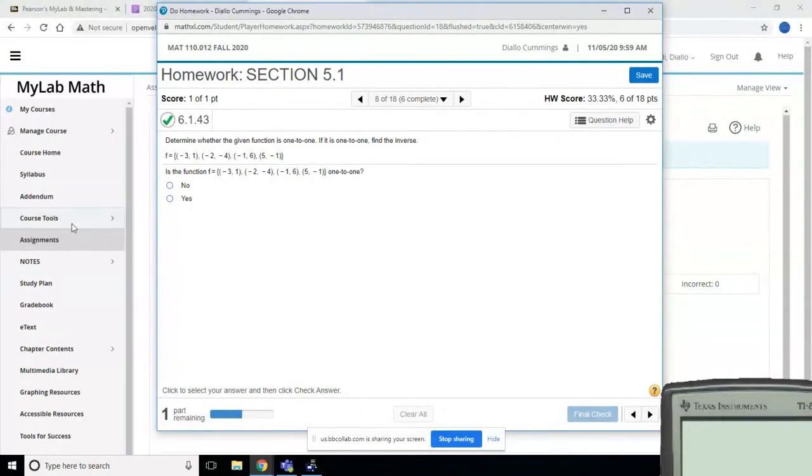So in our relation we have -3 comma 1, -2 comma -4, -1 comma 6, 5 comma -1. Okay. And I'm actually going to write this down on a sheet of paper, and we're going to do what's called a mapping to determine if our relation is a function.